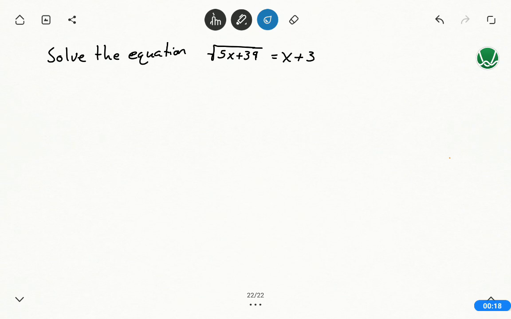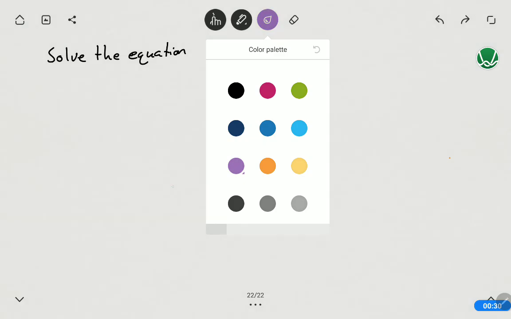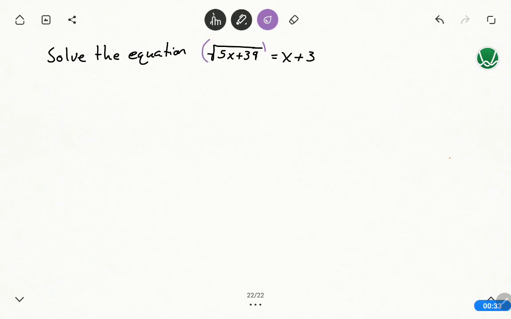To do the one radical approach, we want to make sure everything outside the radical is on the other side. Notice nothing is outside the radical, so everything is on the other side already. So we're going to start by getting rid of the radical. And to do that, we shall square both sides. Squaring and square rooting cancel out, leaving us with 5x plus 39.